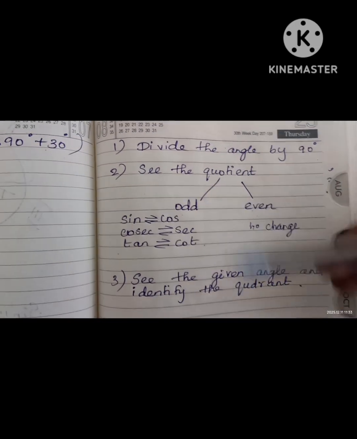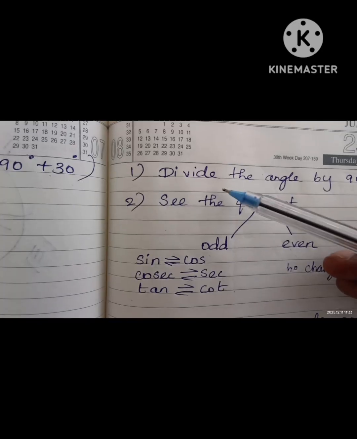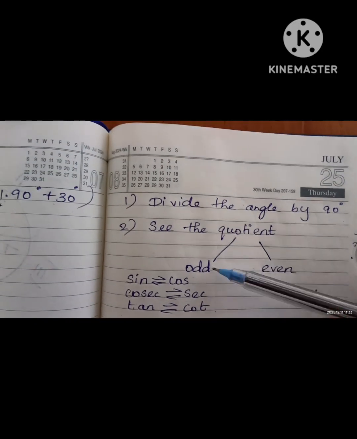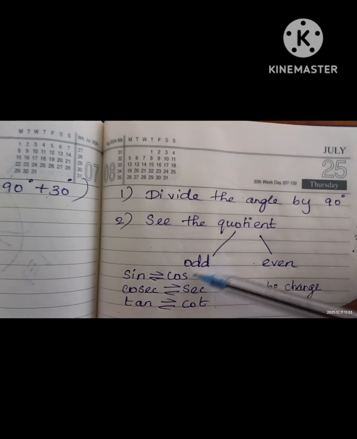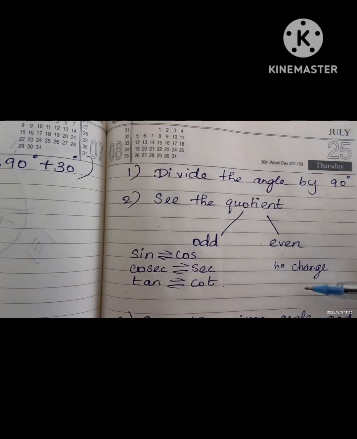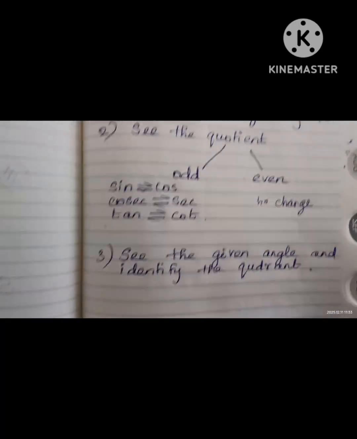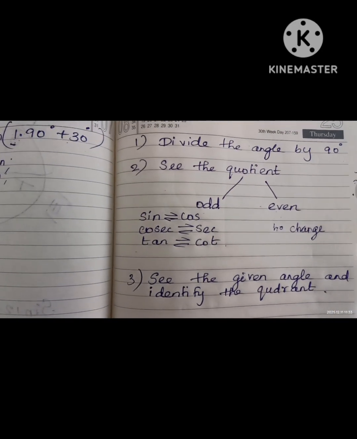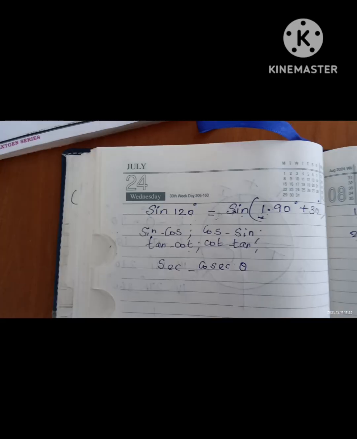Okay. Let me repeat all the steps. First step, we have to divide the angle by 90 degree. Second step, see the quotient. If it is odd, changes will be there. If it is even, no changes. And the third step, we have to see the given angle and identify the quadrant.